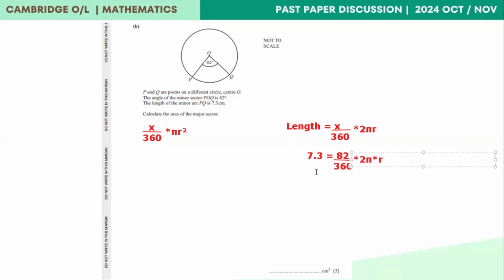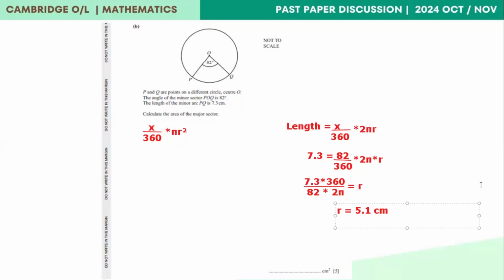So now if we solve this, it would be 7.3 into 360 divided by 82 into 2 pi. So see, when we simplify this much, our working gets easier and we can save more time as well. So putting it into the calculator, we get 5.1 centimeters.